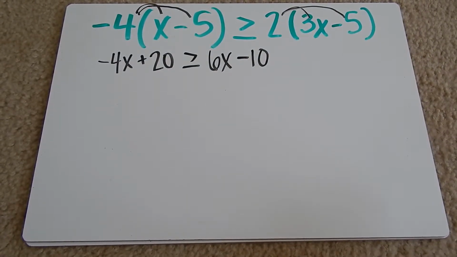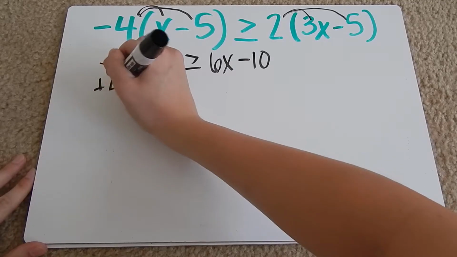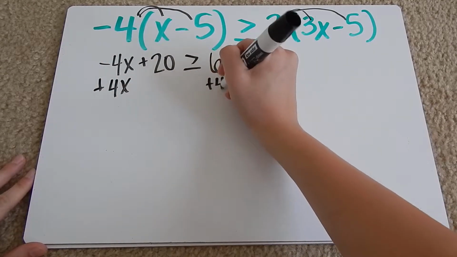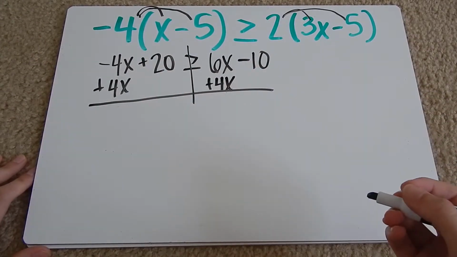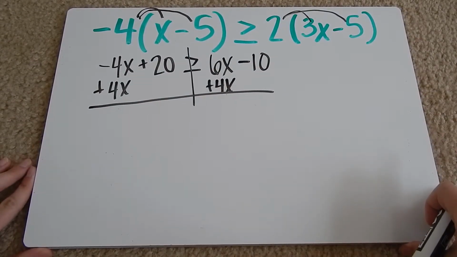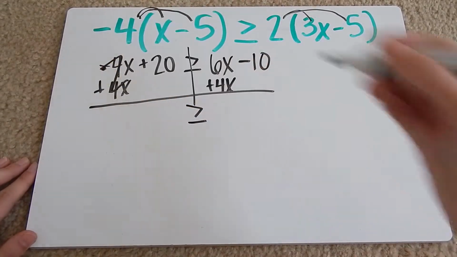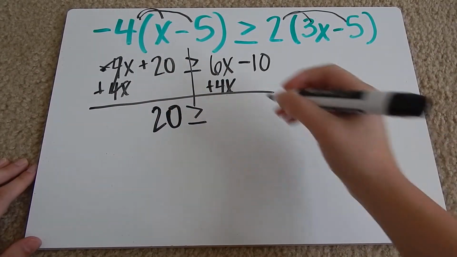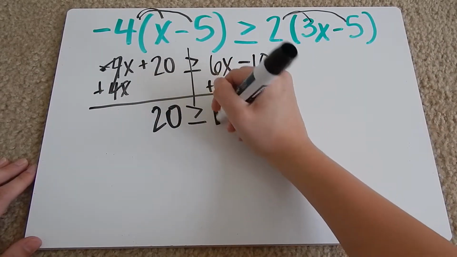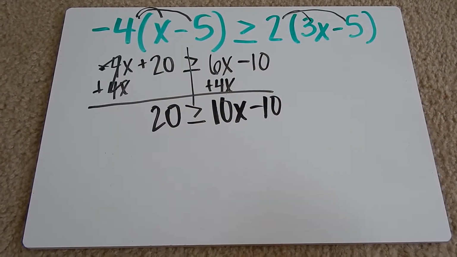And we want to get all the x's to one side. To make it a little easier, not deal with negative numbers, I'm going to add 4x to both sides. Since I did not add or multiply or divide by a negative, my symbol stays the same. My 4x's are going to zero. I have 20 on the left-hand side. Add 6 plus 4 is 10x, and minus 10 there.